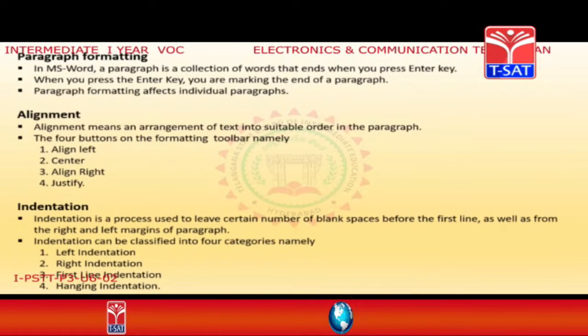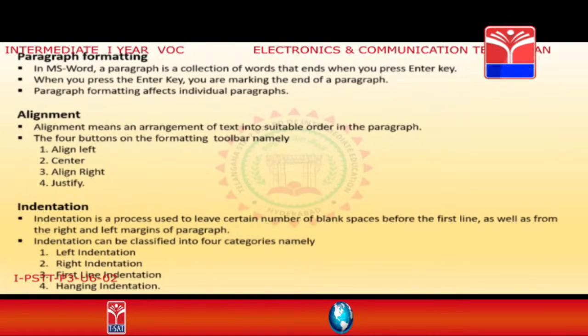Alignment. Alignment means an arrangement of text into suitable order in the paragraph. The 4 buttons on the formatting toolbar, namely, first one align left, second one center, third one align right, fourth one justify.